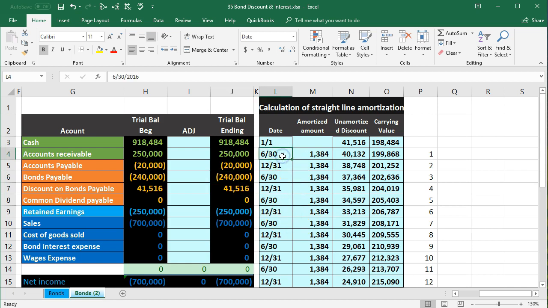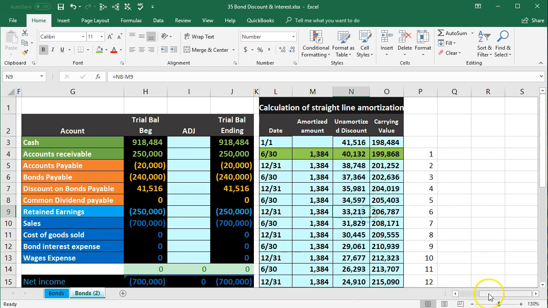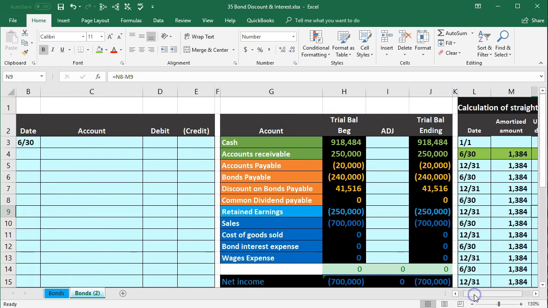So now what we're going to do is just record the first one of these. So we're recording this one. I'm going to make it a different color so that we can see it as we record it. So first question is cash affected. We're going to say it is not because of this spreadsheet, but because we're going to record both the payment that we make as well as the reduction or amortization of the discount at the same time. So cash is going down.